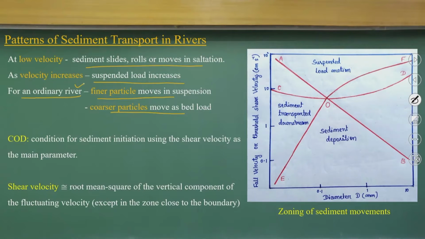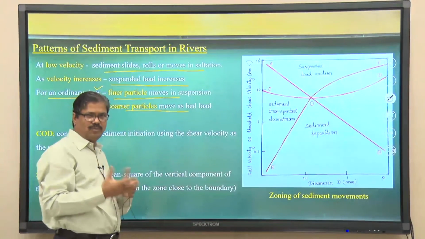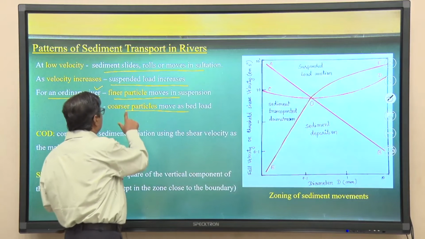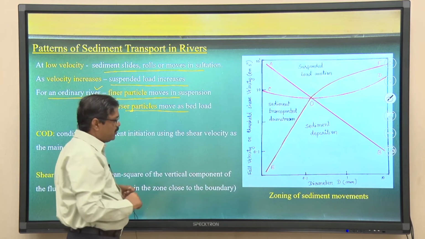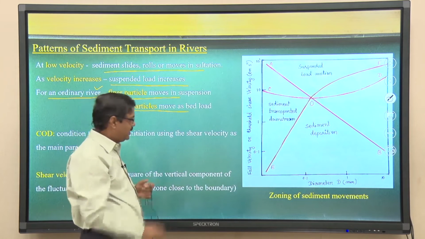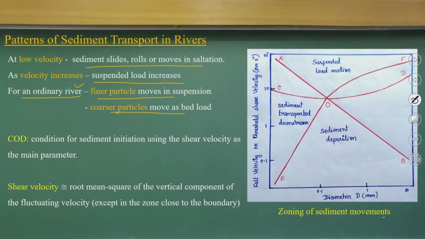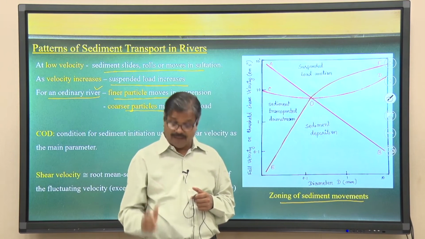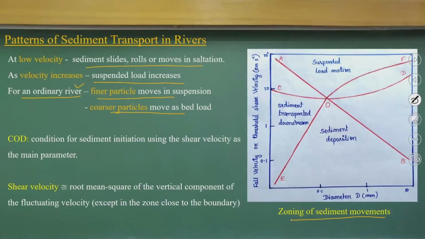You can see these finer particles are the suspended load, and the coarser particles move as bed load. Now, if I plot, very interestingly, the tuning of the sediment movements, that is what we are talking about here. If you look at it, the x axis is the diameter and the y axis is the sediment fall velocity, as we discussed at the very beginning in the class. The threshold shear velocity, if we plot on that, gives the graph of E and F.